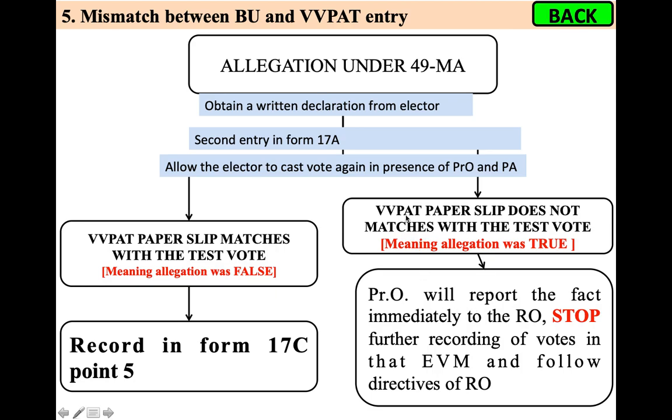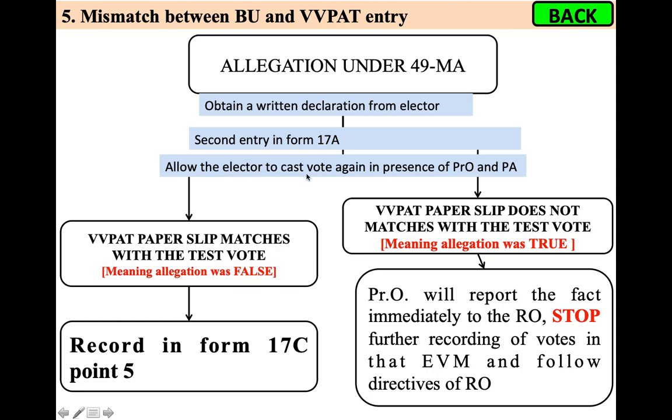When he casts his vote again, there can be two situations. In the first situation, the VVPAT paper slip does not match the test vote, meaning his allegation was true. He cast for candidate A, but his VVPAT slip showed candidate B. In such cases, the presiding officer will report the fact immediately to the RO and stop further recording of votes in that EVM, and whatever direction the RO gives will be followed. This is the first situation.